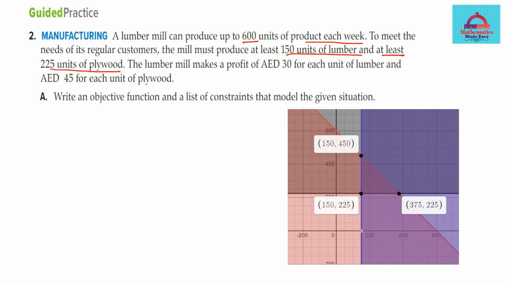So what are the two categories? One is lumber, one is plywood. Okay, and at least means minimum. So we will get one condition for lumber, we'll get one condition for plywood from here. Then we want to make the objective function, which is definitely the profit function. So f of x, y, which will be a function of both x and y.